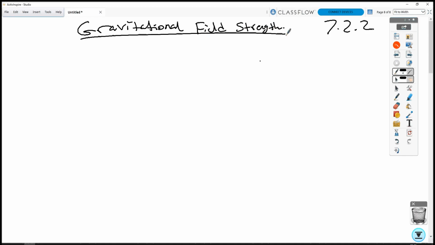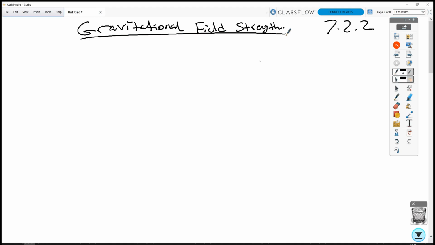So let's recall from last lesson where we defined gravitational field strength. We defined it as the force per unit mass in a gravitational field. Now, up to this point when you were learning about gravitational field strength, you've typically taken it as a constant. So you'll be familiar with g equals 9.81 newtons per kilogram or meters per second squared. That's actually the value of g on the surface of the Earth.